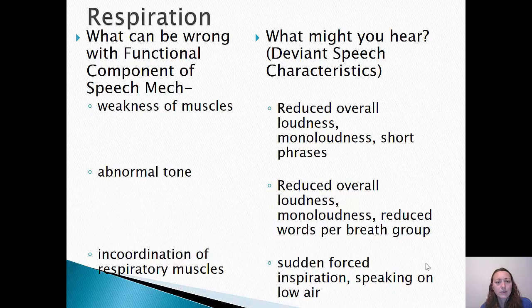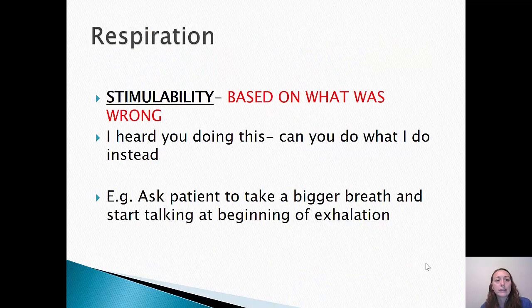So, review deviant speech characteristics. Yes, we've talked about them. This is review from last PowerPoint, looking at the different domain systems. And we spent last PowerPoint talking a lot about stimulability. So if there's a deviant area, let's just say respiration, it's based on what was wrong. So I heard or saw you do this. Can we try this to change this, or can we adapt this?